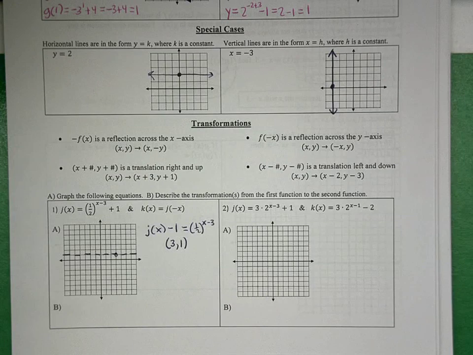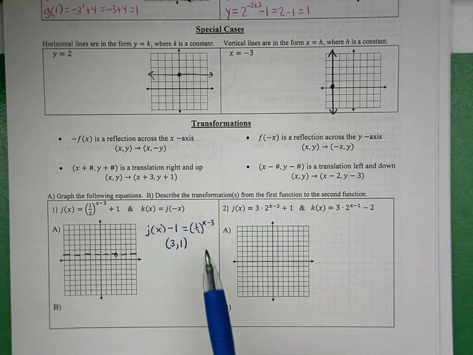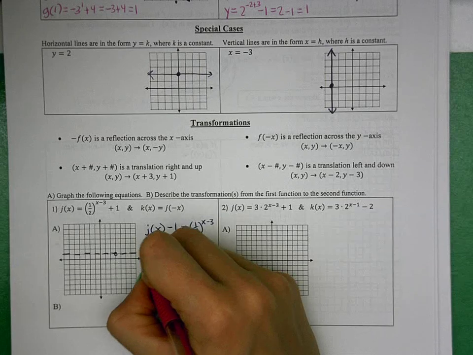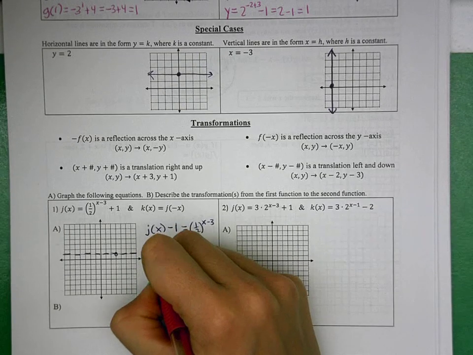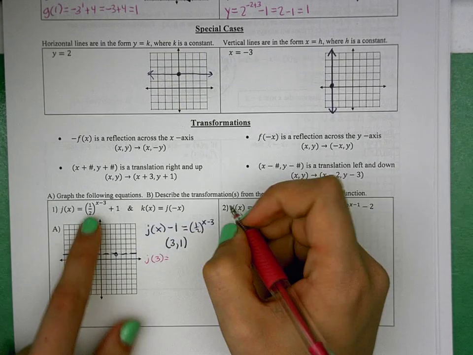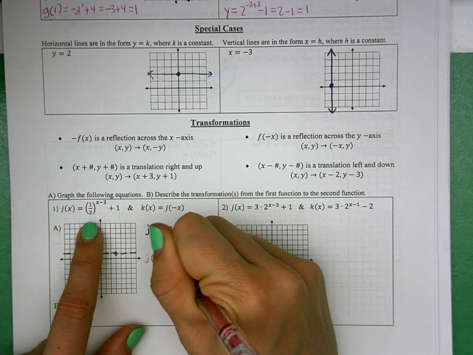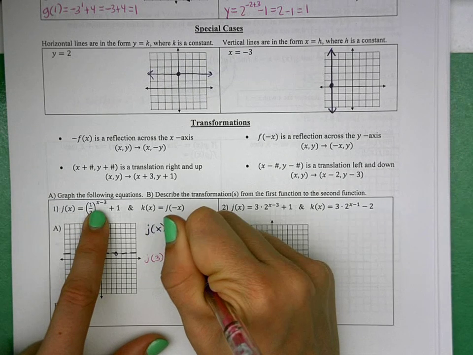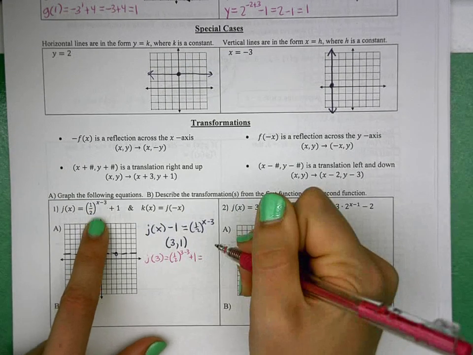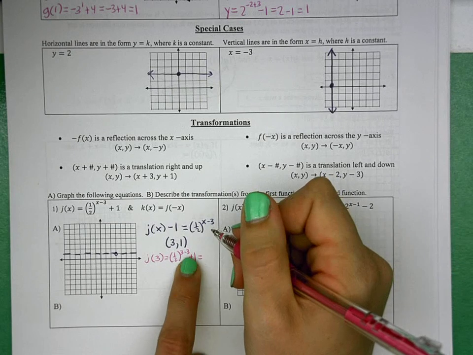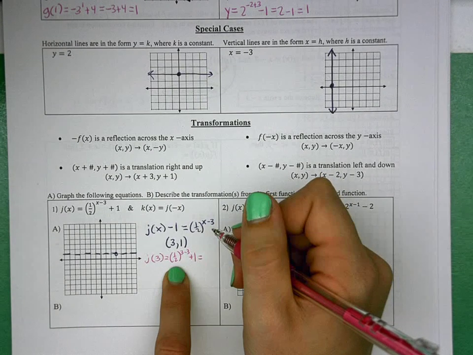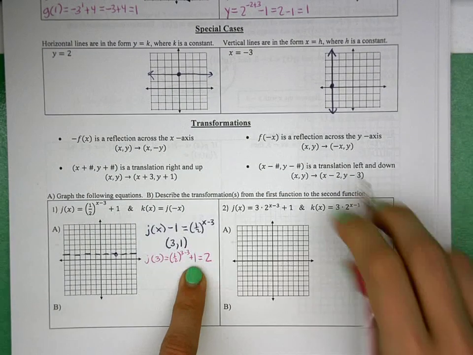Okay. And then two other points, you can plug in whatever two points you want. Okay, so again, you've heard my recommendation several times, but I would first plug in 3. So we have 1/2 to the 3 minus 3 plus 1, which is 1/2 to the 0, or 1, plus 1, which is 2. So my first coordinate point is at (3, 2).